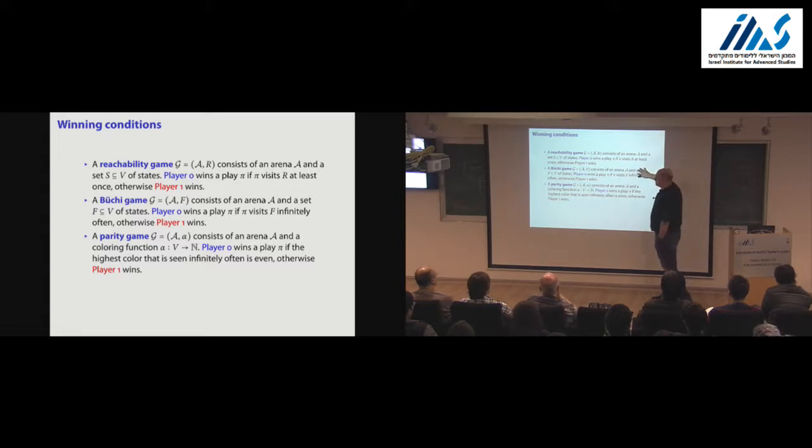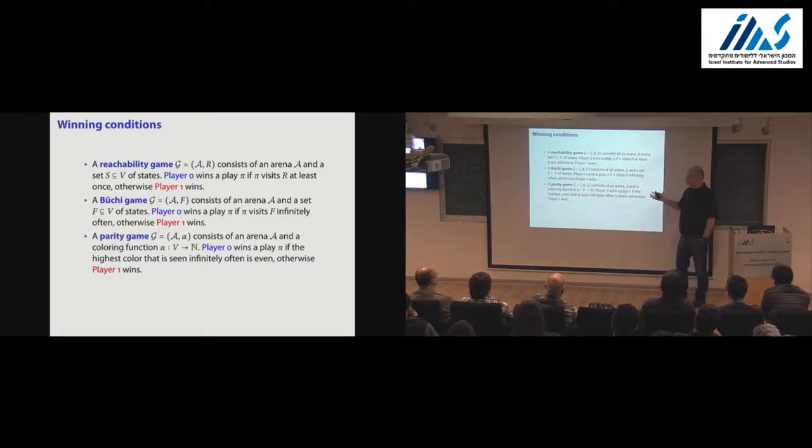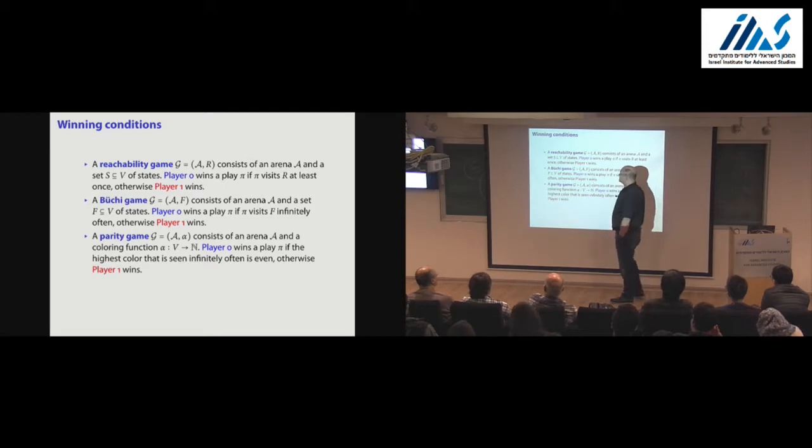You might encounter, of course, say Büchi conditions, that you want something to happen infinitely often. The dual of a Büchi game would be a co-Büchi game, that you want something to only happen finitely often. And of course, if you can solve a Büchi game, then you can solve a co-Büchi game by solving for player one, right? Because the objective of player one is to prevent the Büchi condition from being satisfied.